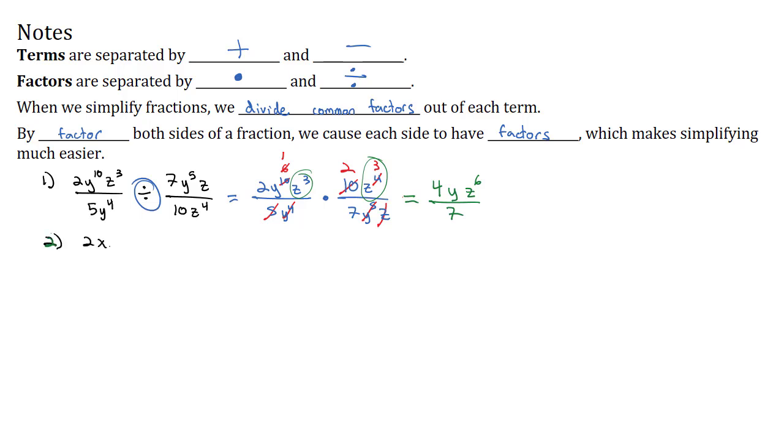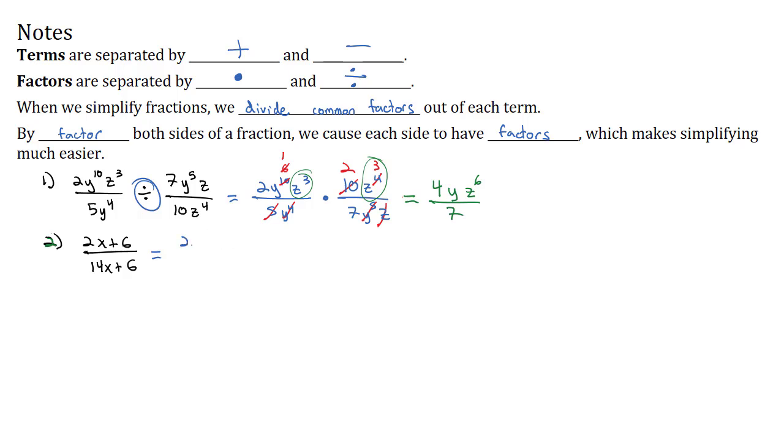So let's do 2x plus 6 over 14x plus 6. Notice here we've got some terms that are added. They're both plus 6. We cannot reduce this plus 6 because we only divide factors. Terms are separated by plus and minus. Those 6's are separated by a plus. We cannot reduce them. What we can do, though, is factor.